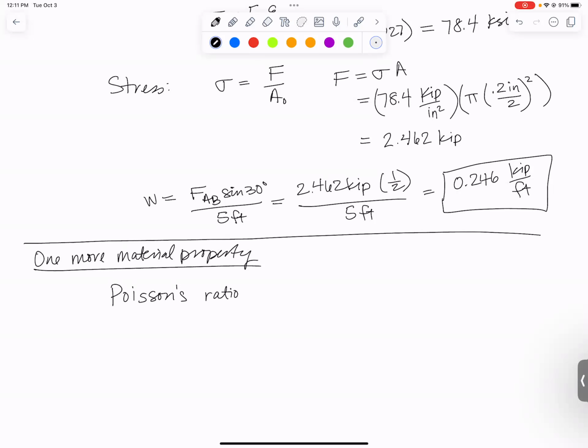For Poisson's ratio, we are going to use a Greek letter nu, which kind of looks like a curly V, at least the way I write it. Greek letter nu. Okay, what is it? It's going to be a dimensionless property that is the ratio of minus the ratio of the strain in the lateral direction over the strain in the longitudinal direction. Okay, what in the world is this?